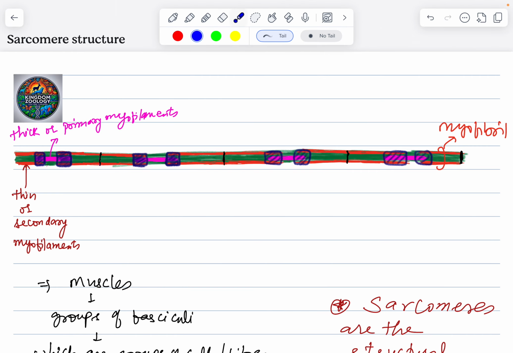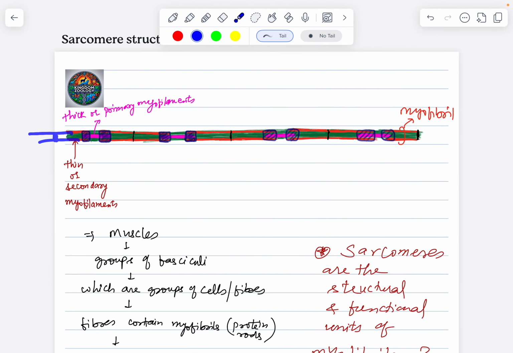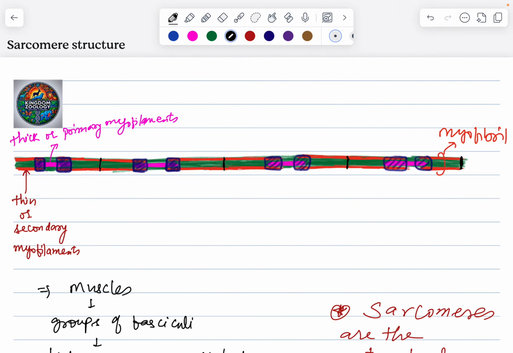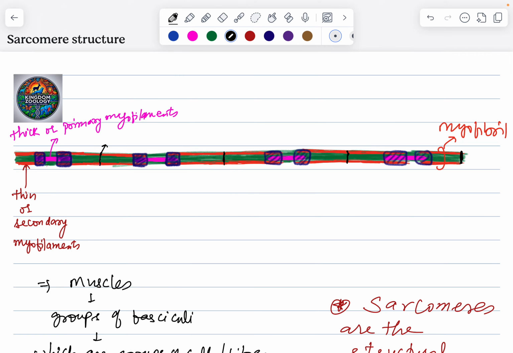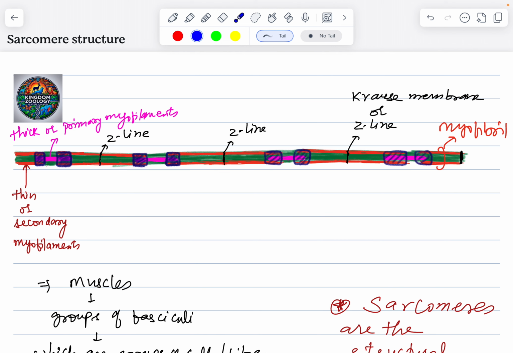On this side also, if we extend the structure further, there will be one similar line over here as well. So these are the faint lines, which are again made up of what? Proteins. Okay. So what do we call these Z lines as? They are called Z lines. There is another term for the Z line. It's also called the cross membrane. The Z lines are also called cross membrane, KRUSE.